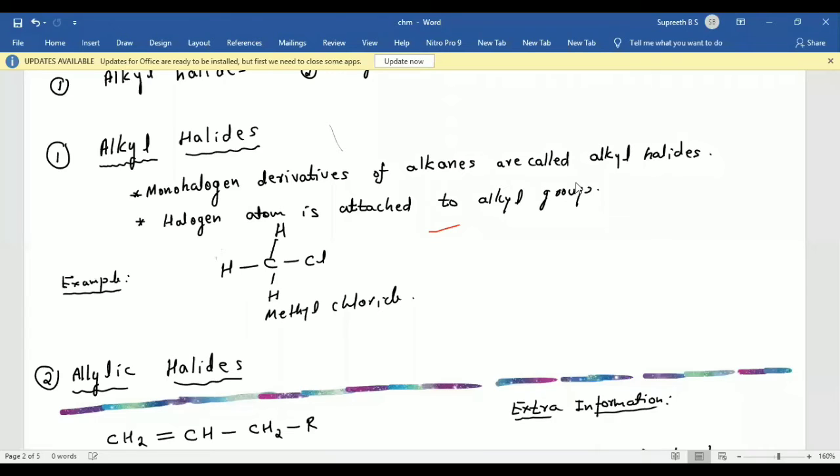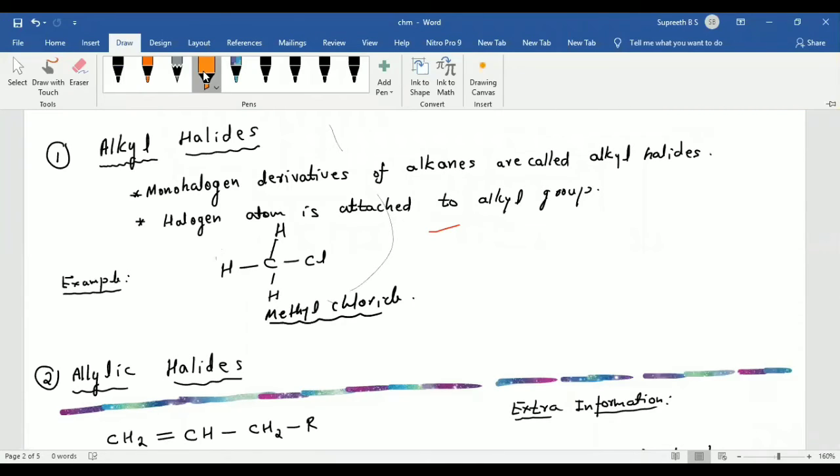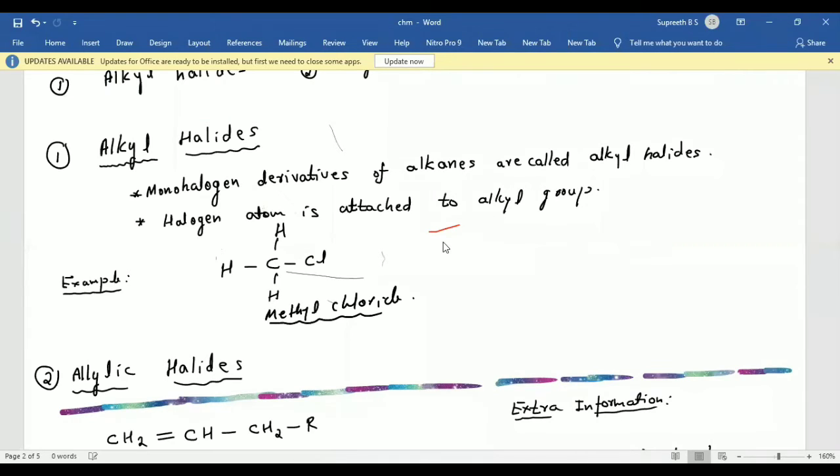Then observe the hybridization of this carbon atom. How to check hybridization? Check the hybridization of this carbon atom. In this case we have 4 sigma bonds. If a carbon atom is surrounded by 4 sigma bonds, then that is sp3 hybridized.